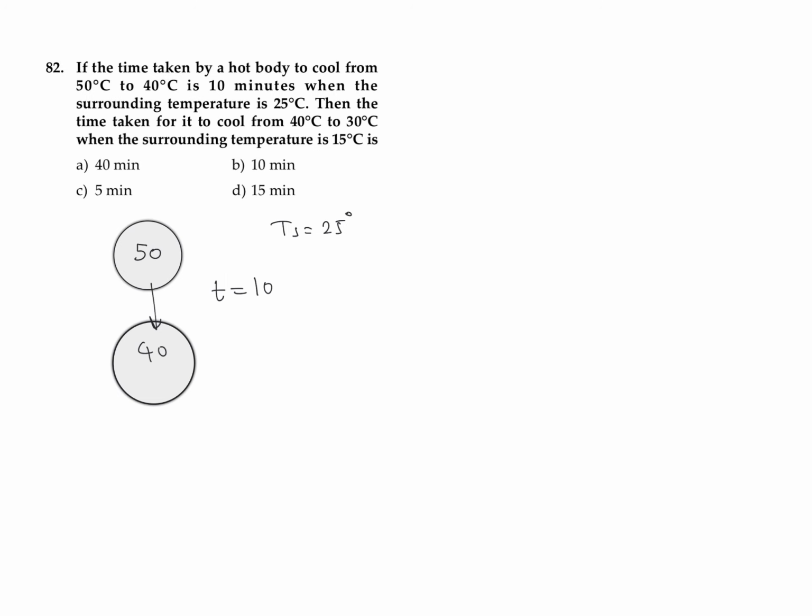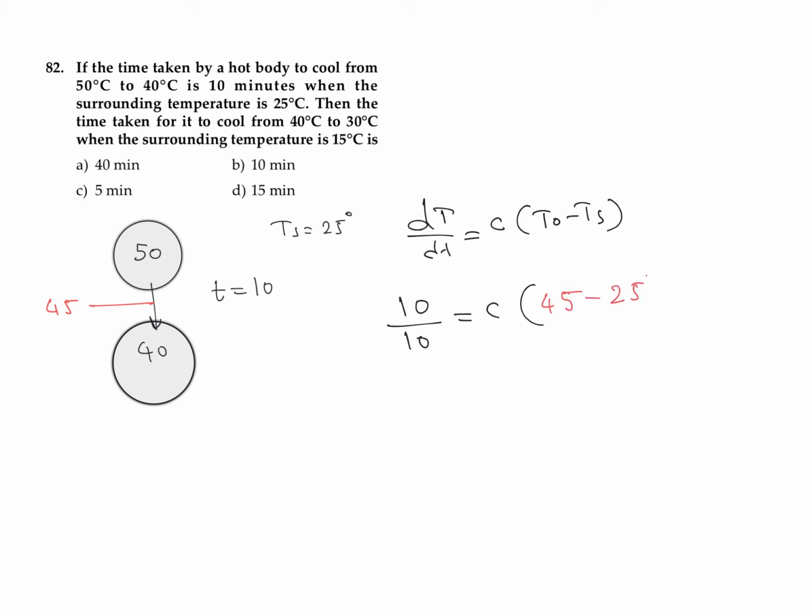So we can write according to Newton's law, that is dT divided by dt is equal to a constant into temperature of object minus temperature of surrounding. So over here the difference in temperature is 10 and the time taken for that is 10 minutes, equal to constant into temperature of object. We know that we need to go for average analysis. So for 50 to 40, we can take the average value as 45. So we can write it as 45 minus temperature of surrounding, which is given as 25.